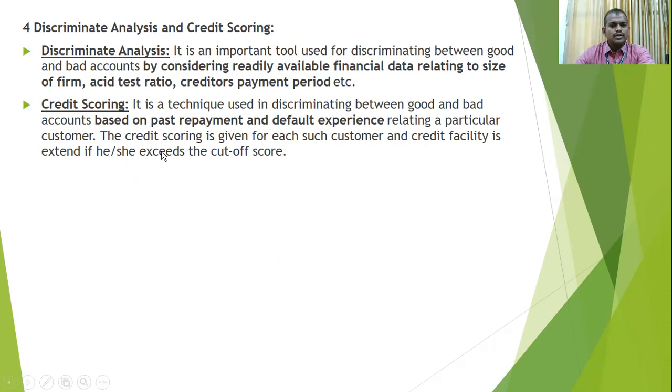And coming to credit scoring, it is a technique used in discriminating between good and bad accounts based on the past payment and default experience relating to a particular customer. So if any customer went default, then the firm stops extending credit to that customer. So nowadays, banks are extending credit by seeing the CIBIL score.